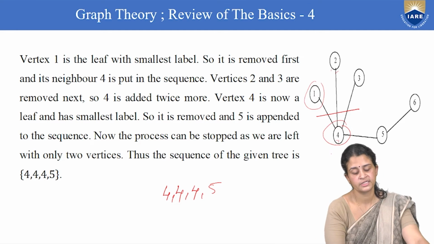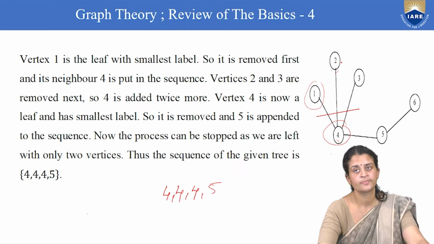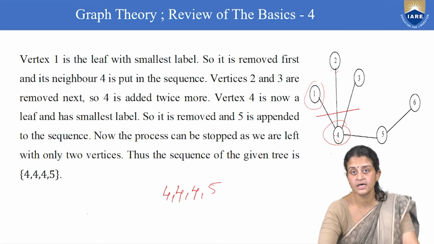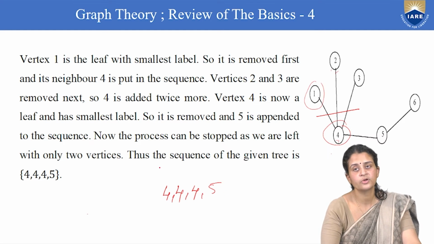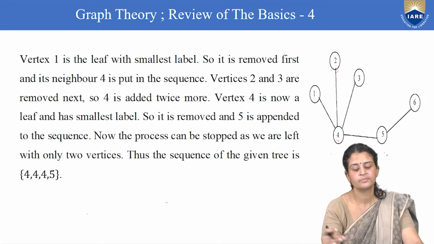So what is written in this slide? Vertex 1 is the leaf with the smallest label, so it is removed first and its neighbor 4 is put in the sequence. Then vertices 2 and 3 are removed, so 4 is added twice. Now 4 is the leaf with the smallest label, because 4 is a leaf and 6 is also a leaf, but the smallest label is 4. So we are removing 4, and 5 is the neighbor of vertex 4, so we add 5. Now we can stop the process, as only 2 vertices are left in the graph. The sequence formed is 4, 4, 4, 5. This is the Prüfer sequence of the given tree. It is an iterative process, because we start from one point and keep moving to the next steps.